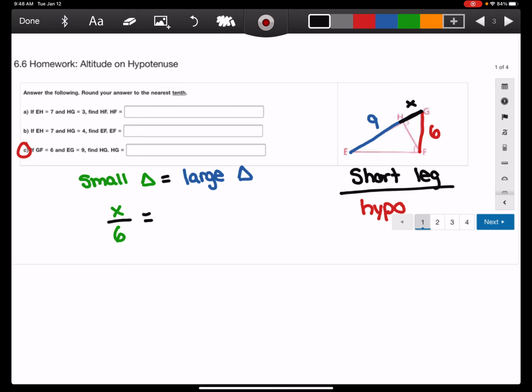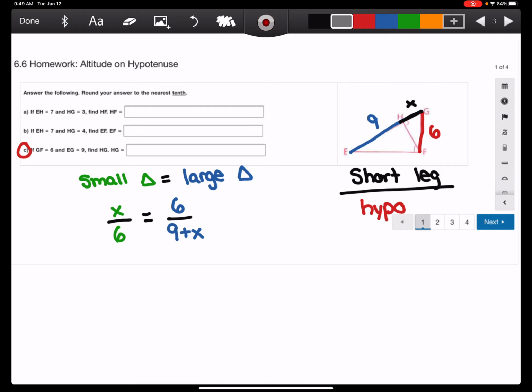Then we look over at our large triangle, the full thing overall. In our large triangle, our short leg is 6, and our long leg is 9, or sorry, not our long leg, our hypotenuse. Our hypotenuse is 9 plus x. It's the full thing.